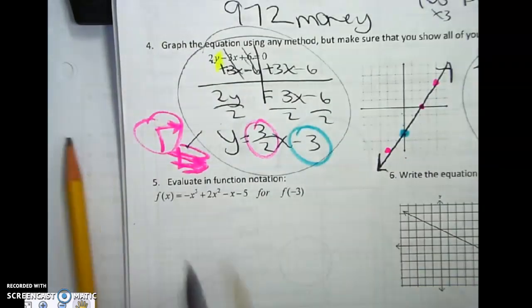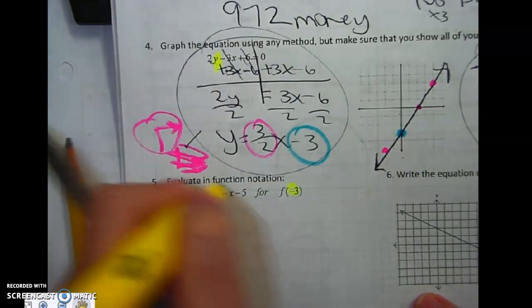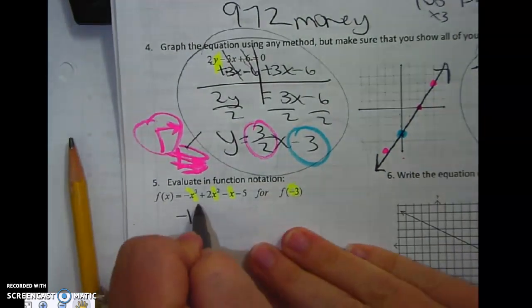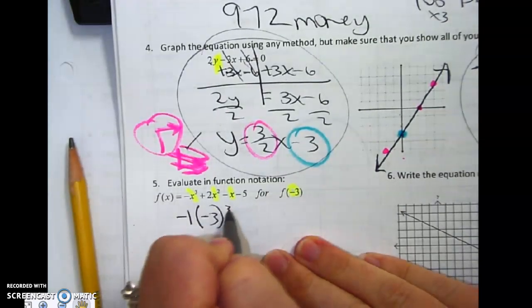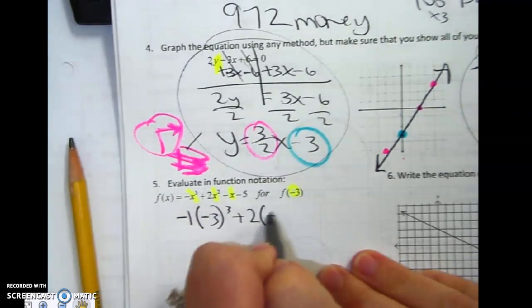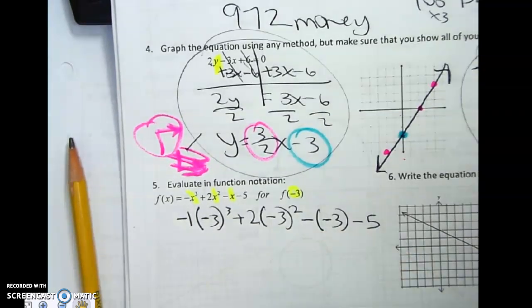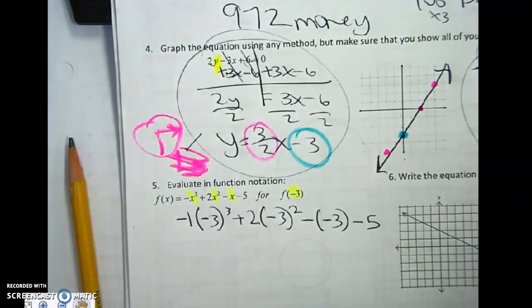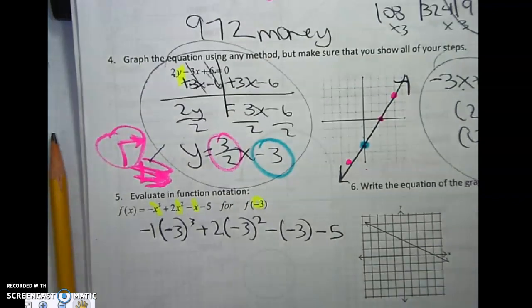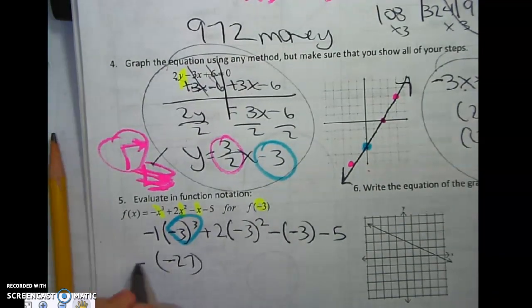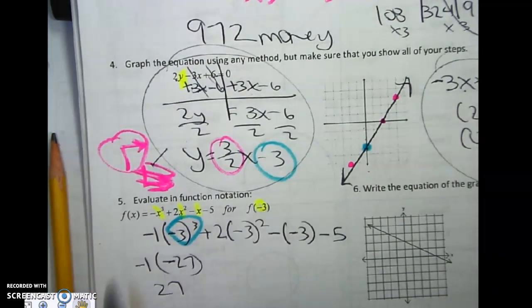All right. Next one, they want you to plug in negative 3. But you want to be careful, because this is actually negative 1 times negative 3 cubed plus 2 times negative 3 squared minus negative 3 minus 5. Okay? I'm always going to do exponents first. 3 cubed means 3 times 3 times 3 is 27. Negative 27 times negative 1 is positive 27.